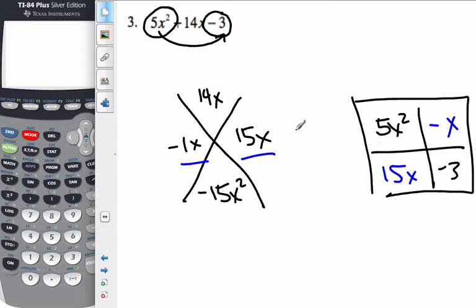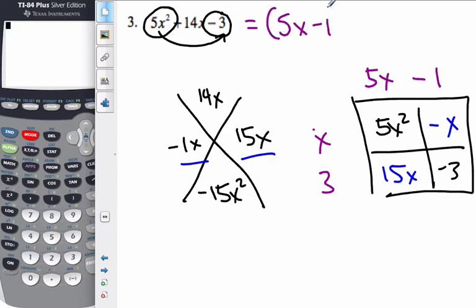Here I have a common factor of 5x. Here I have a factor of x. Here I have a factor of 3. Going in this direction, I have a factor of 5x from 5x squared and 15x. And here I have a factor of negative 1. And so this factors to 5x minus 1 and x plus 3. That's our factor. And I could check by multiplying.